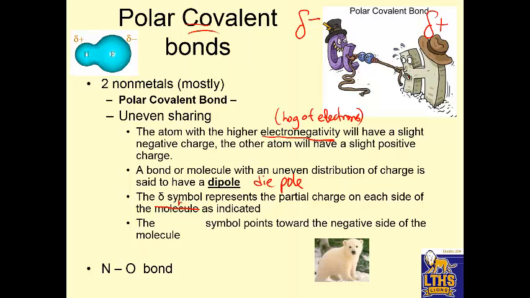Cross out molecule and put bond. The partial charge symbol, that's a Greek letter delta, represents the partial charge on each side of the bond as indicated. So this is a kind of negative, that's kind of positive. You could also use an arrow. The arrow always points to the kind of negative, and the other end of the arrow is kind of positive.